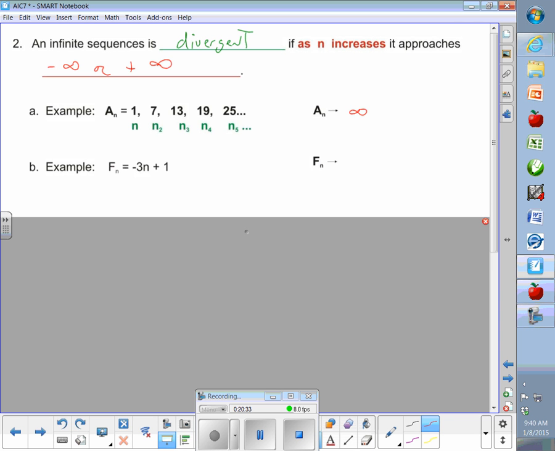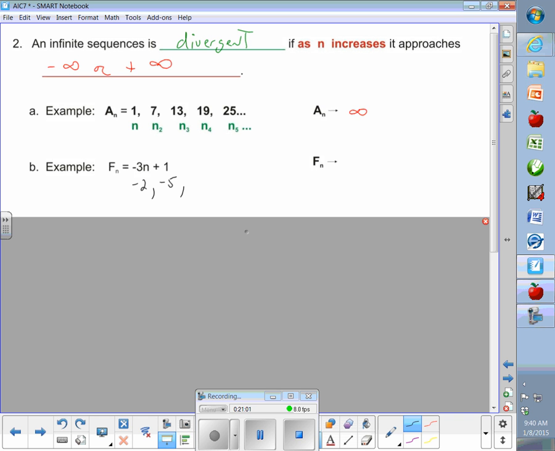The second one, you have the rule. They aren't showing you the numbers of the sequence. Let's see if we can figure them out in our head. The first one will be negative 3 plus 1. That would be negative 2. Do you agree? When you use 1 for n? What do you get when you use 2 for n? Say it if you know it. Negative 5. Good, Justin. You follow what we're doing?